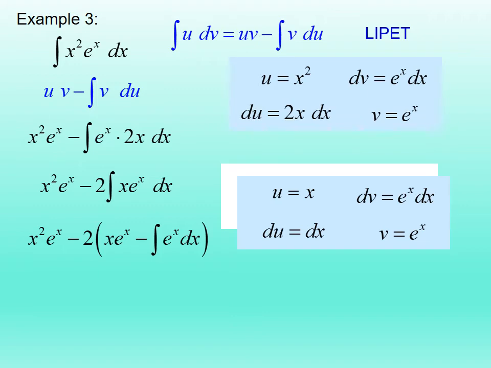Distribute -2 over the terms inside the bracket, and the integral of e to the power of x is e to the power of x itself, and then your answer is x squared e to the power of x minus 2x e to the power of x plus 2 times e to the power of x plus the constant of integration.